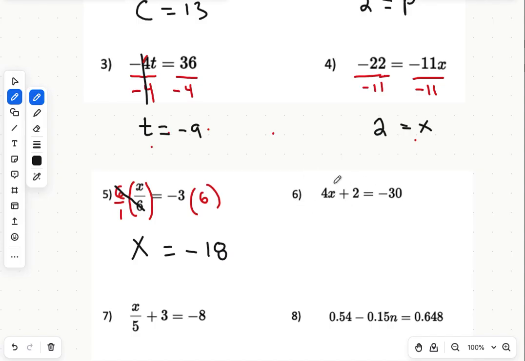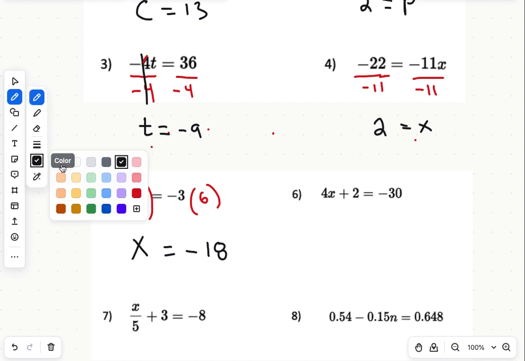For number 6, now we have two operations, and so this is section 1.2. We have the 4 multiplying the x, and the 2 being added to the x. When we're solving equations, we want to work backwards through the order of operations, because it's like we're undoing the order of operations. So we want to add or subtract first and then multiply or divide second, and that's going to be pretty much every time.